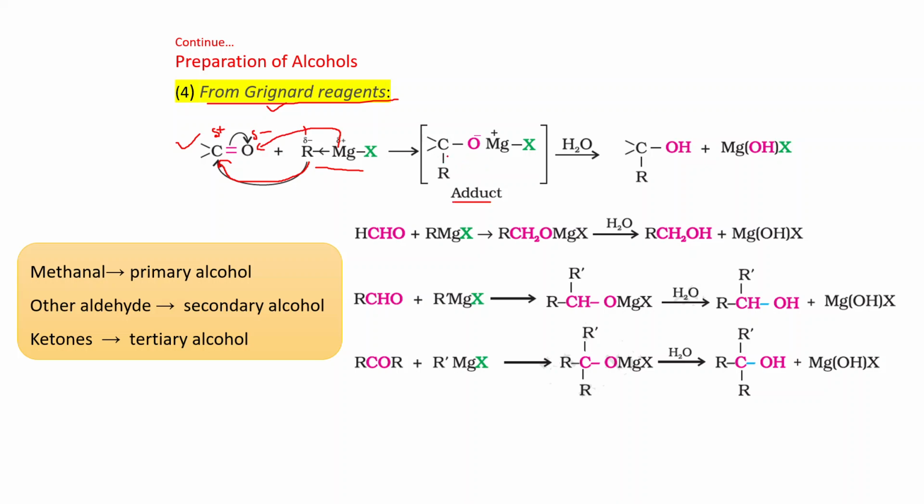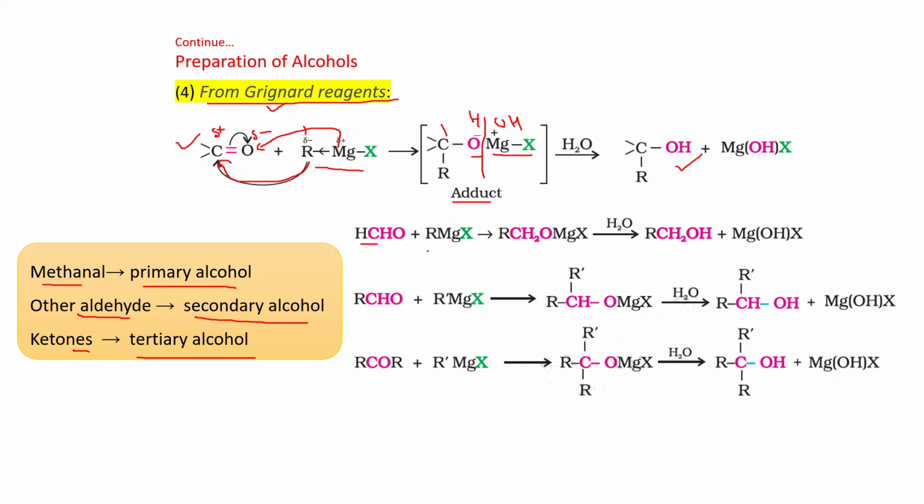R goes to this carbon and MgX to this oxygen, and when this product is hydrolyzed, the O-Mg bond will be broken, and this H will go to the oxygen and OH will be formed, and this is the product. Now depending on which type of carbonyl compound we are taking, we can get a primary alcohol, secondary alcohol or tertiary alcohol. If we take methanal, we will get a primary alcohol. If we take another aldehyde other than methanal, then we will get a secondary alcohol, and ketones will convert into tertiary alcohols. And these are the reactions.